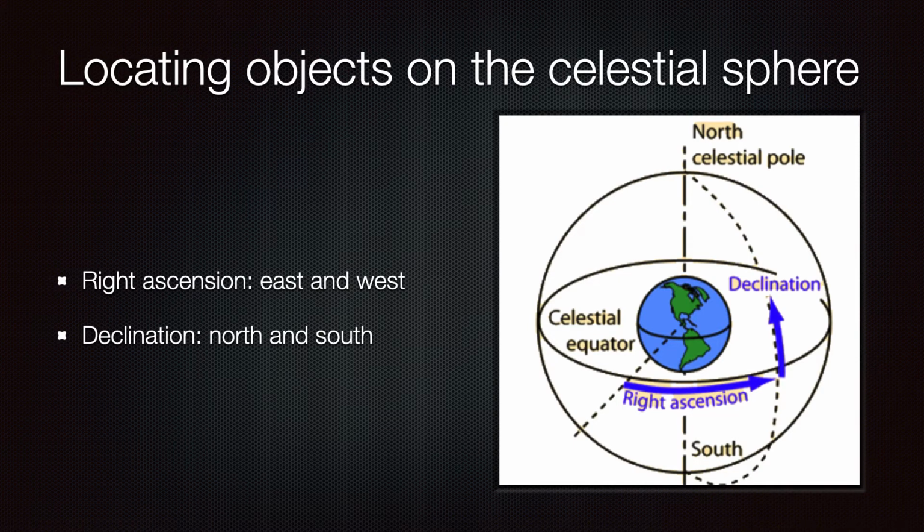Astronomers really want to measure, and this is what Tycho Brahe did, exactly where things are, so they use what's called right ascension and declination. Right ascension, you're just measuring how far east and west something is, and declination is how far north and south.